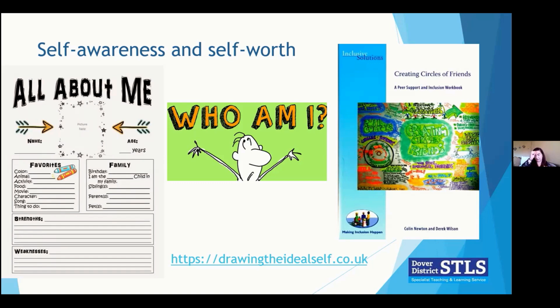Drawing the ideal self, I put a link on the slide. It's a method used to gain an insight into the child and gain an awareness of how they view themselves and others. So it enables the dialogue between the adult and the child again. So the child would first draw a picture of someone they would really like to be. And they might have very long hair, and you can ask them to add a bag. What kind of bag would this person carry?